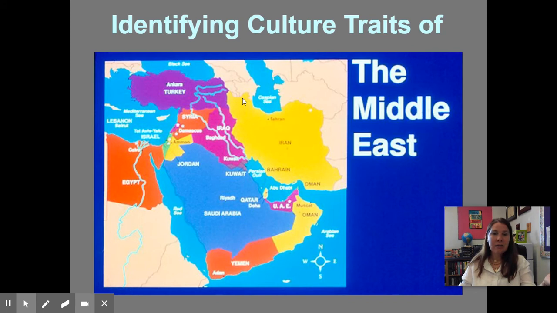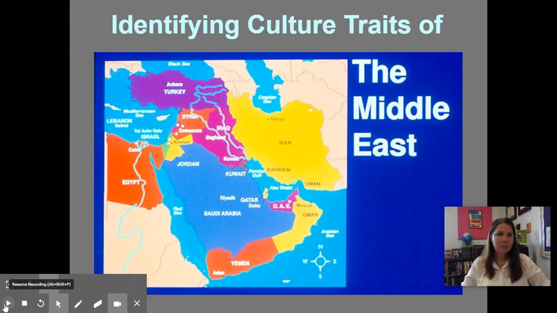So now that we've got a sense of place and we know where the Middle East region is, where the continent of Asia and Africa meet against each other, let's identify culture traits from places in the Middle East. The way that we do that is by watching this slideshow and looking at photographs that were taken from different places. And Ms. Smith will tell you a story, and the story that I tell you will give you background information about the culture traits that you're identifying based on the pictures you see.